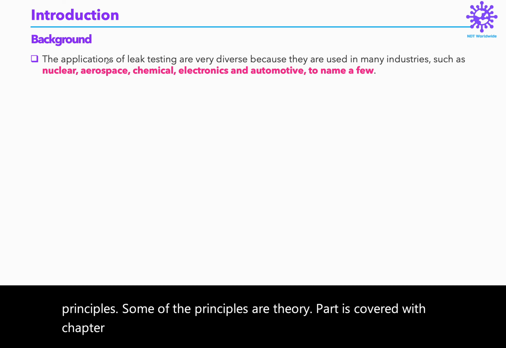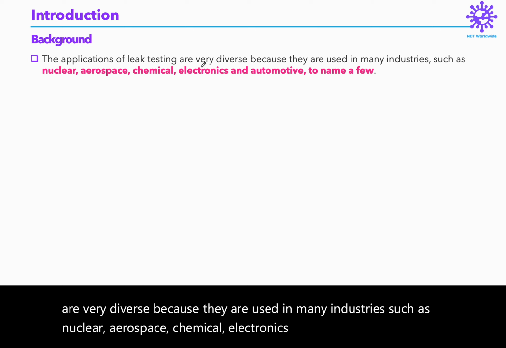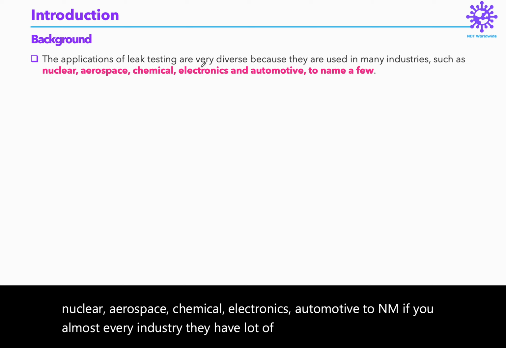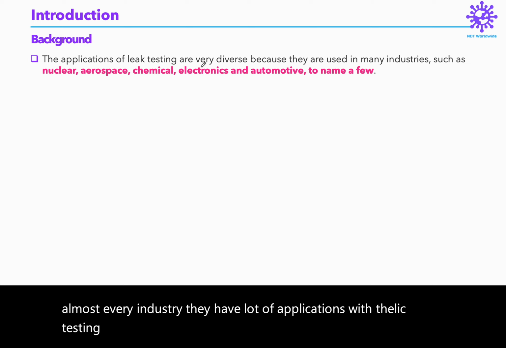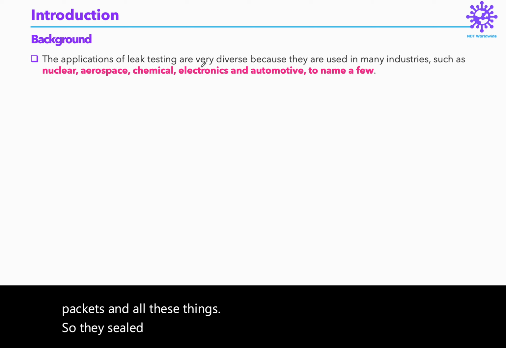So, background. The applications of leak testing are very diverse because they are used in many industries such as nuclear, aerospace, chemical, electronics, automotive, to name a few. Almost every industry has a lot of applications with leak testing. Even your food industry, especially the oil packets and all these things, are sealed without any leakages. So you are receiving the packet, right?